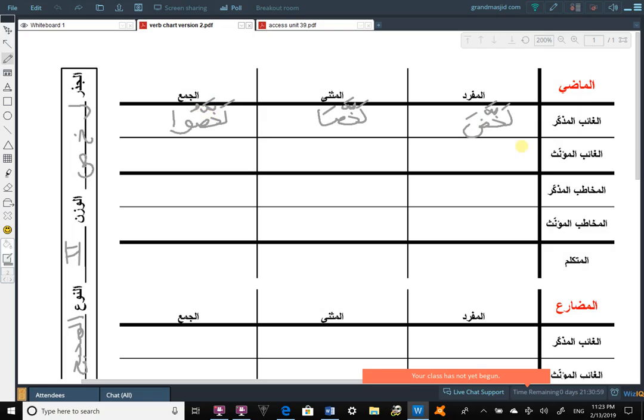We want to make it feminine, talking about her. Here we say lakhasat. Then 2 females, third person, we add the alif al-ithnain, lakhasata. And then for feminine plural, we add the noon al-niswa, lakhasna.